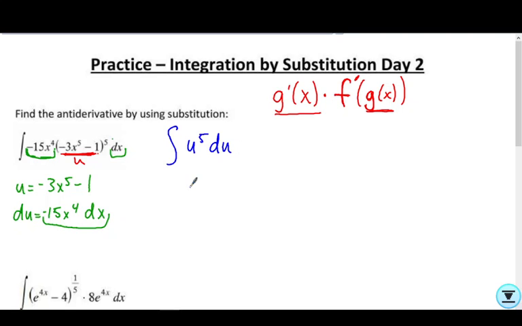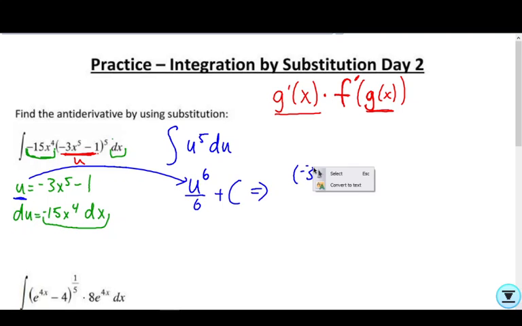So now you just take the antiderivative. So you take u, add 1 to the power, divide by the new power, plus c, your constant of integration. And then the last thing you got to do is plug u back in. So your antiderivative is going to be negative 3x to the fifth minus 1 to the sixth power over 6 plus c.